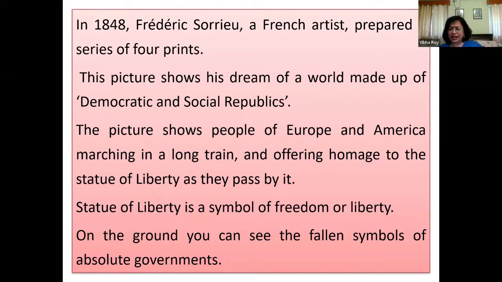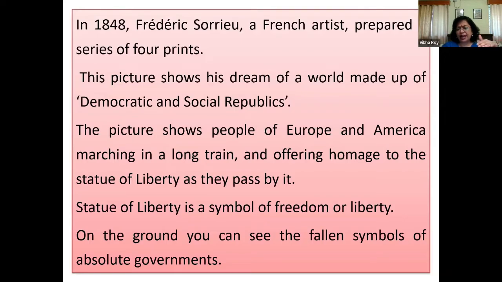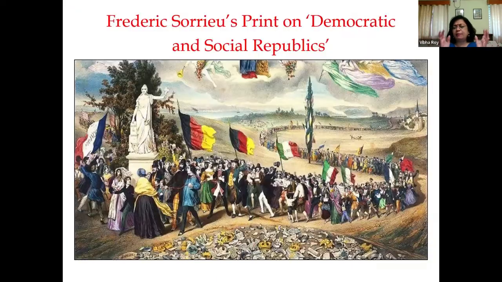And on the ground in front, what can we see? We can see the fallen symbols of absolute government. Absolute government means monarchy. So when we think of monarchy, king, we associate certain symbols like the crown. Very easily they can make out. So this picture is showing us how absolute monarchy has fallen, the symbols have fallen on the ground. It means they want an end to the absolute monarchy or government. So when they are seeing this picture, please make them understand what it shows. And on top, you have the angels and Jesus Christ showering their blessing on these people.